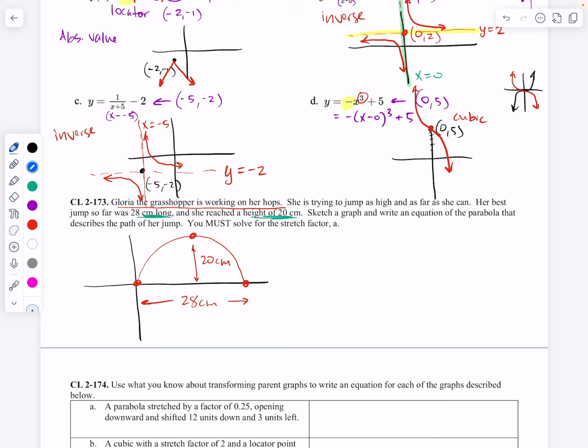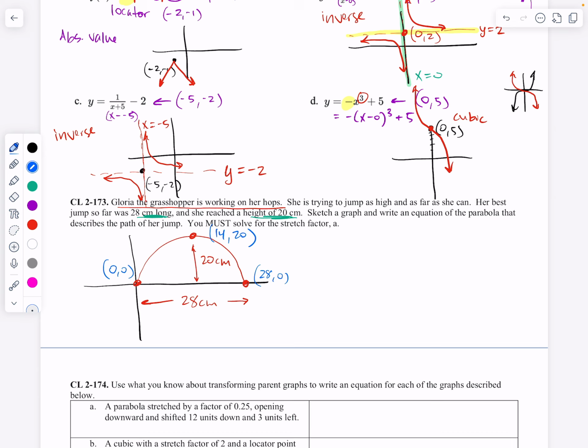So now I can come up with locations for these 3 points. I'm going to call this my origin, 0, 0. This point over here would be 28, 0. And then this middle point is halfway along the distance. Halfway to 28 would be 14, and then it's 20 centimeters high. So the vertex is at 14, 20.